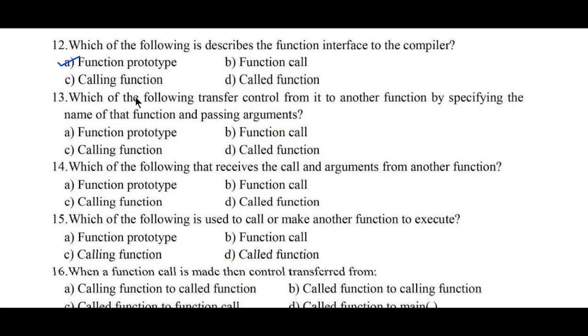Question number 13, which of the following transfers control from it to another function by specifying the name of that function and passing arguments? Options are A, function prototype. B, function call. C, calling function. D, called function. So here option B, function call is the right answer.